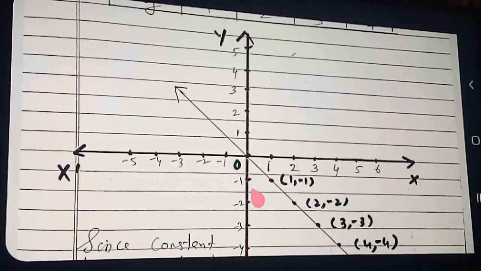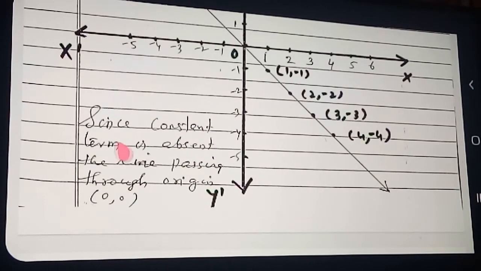Clear? So, what is the conclusion I have written? Since the constant term is absent, the line passes through the origin (0, 0). So I will ask you one question for the examination. The graph of 2x plus 3y is equal to 0 is dash. So what will you write as the answer? It is a line passing through the origin. Another question. What is the graph of x plus 7y equal to 0? What will you write? It is also a line passing through the origin. Clear? So if the constant term is absent, the graph of all such equations will pass through the origin only.